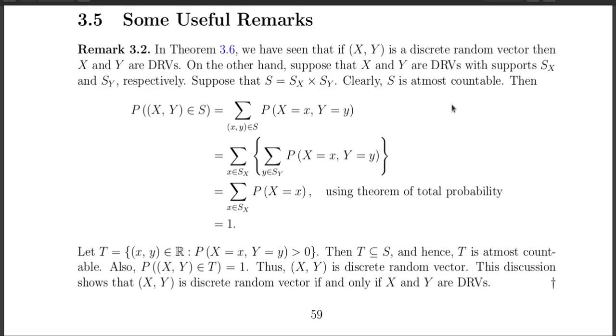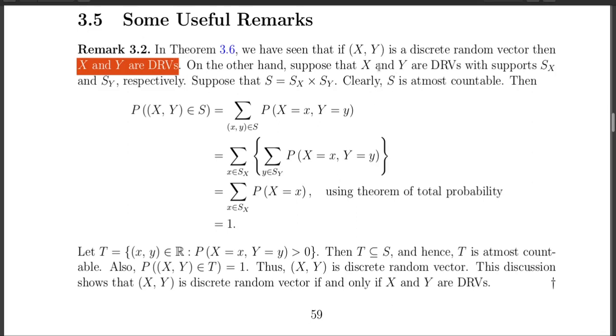In theorem 3.6, what we have seen is that if XY as a vector is a discrete random vector, then each component is a discrete random variable. The natural question to ask is: if each component is a discrete random variable, is the vector a discrete random vector or not? And the answer to this one is yes.